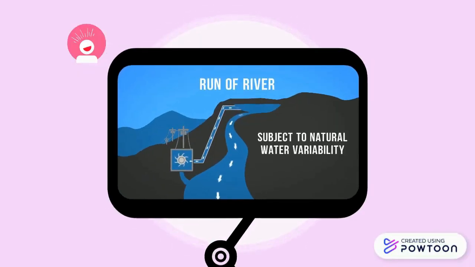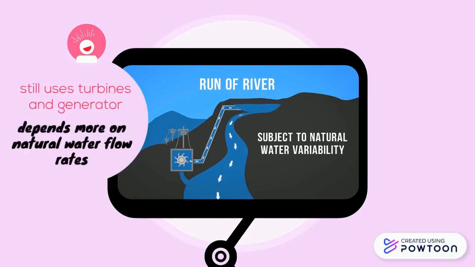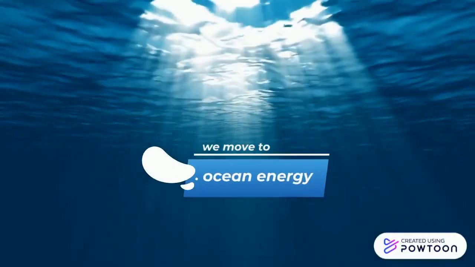Lastly, run-of-river. It still uses turbines and a generator, but it depends more on natural water flow rates. Since run-of-river hydro is subject to natural water variability, it is more intermittent than dam hydro. Now, we move to ocean energy.